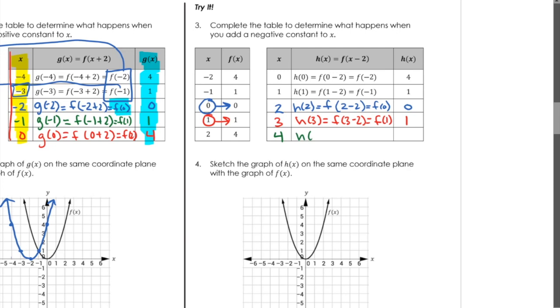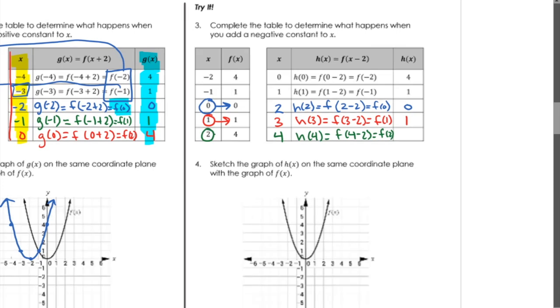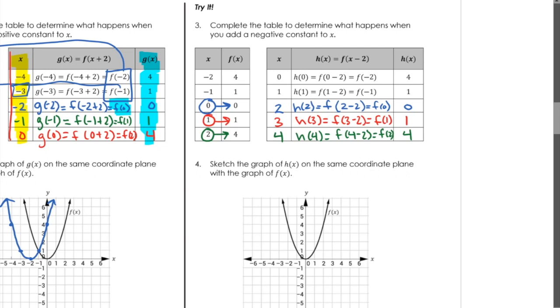Okay. Last but not least, if we're going in order, 2, 3, and then 4. So it goes h of 4 equals f of 4 minus 2. 4 minus 2 is 2. So this answer, I locate it, that answer was 4. Alright.